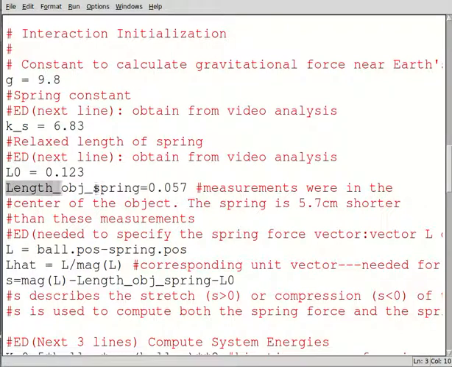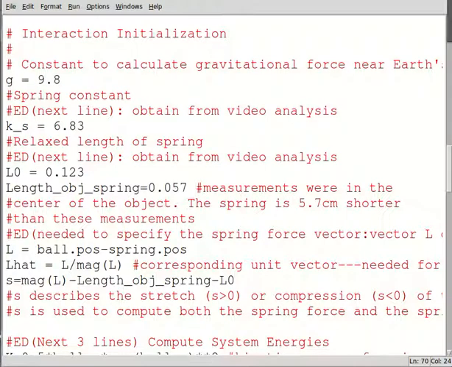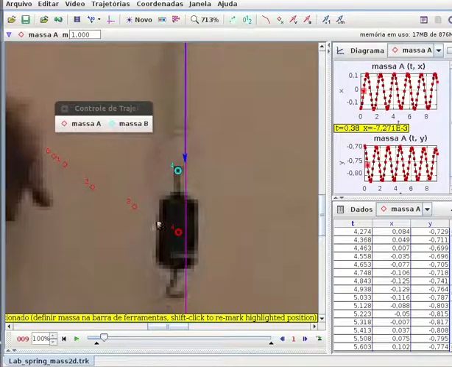It's important to note that we had to introduce an adjustment to the length of the spring. We tracked the center of the object, but this does not correspond to the spring length. There's a difference of 5.7 centimeters. We had to take this into account to obtain a better agreement between the model and the experiment.